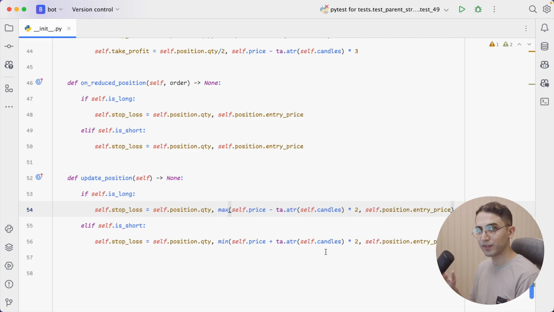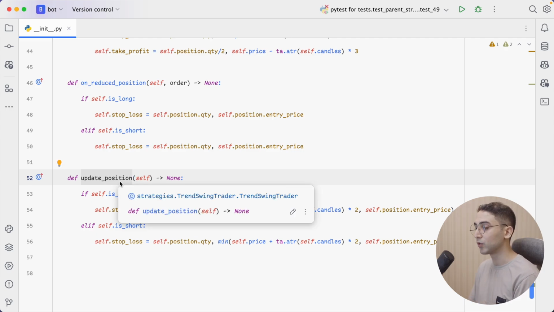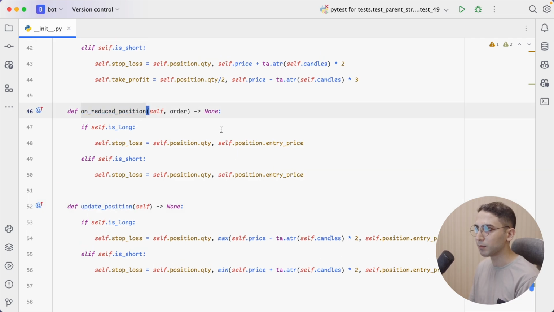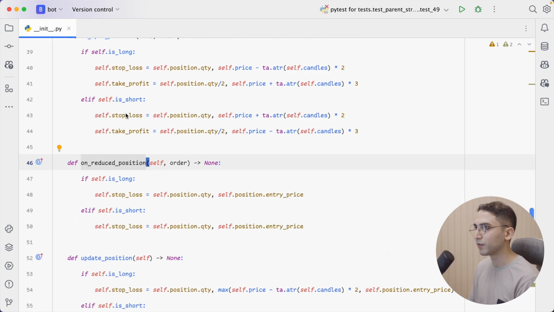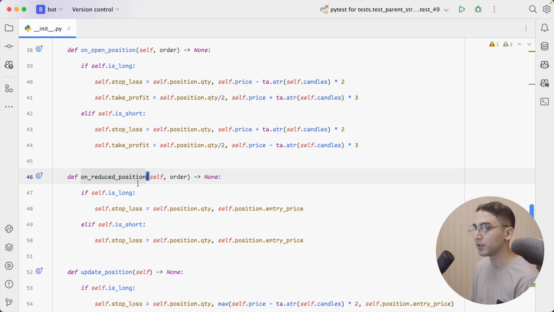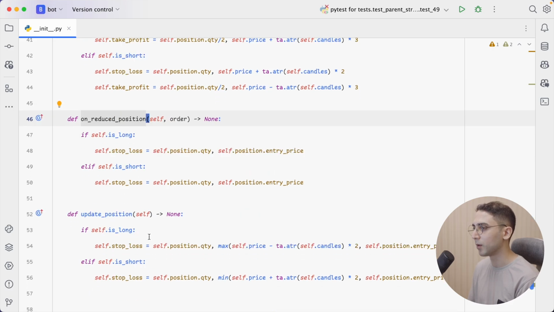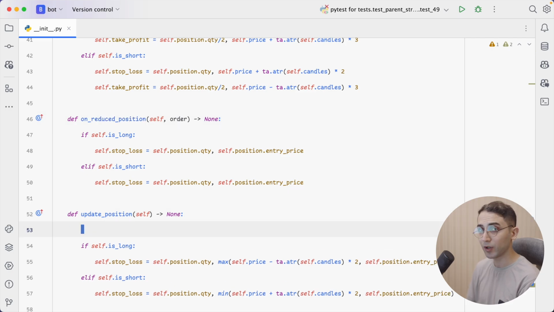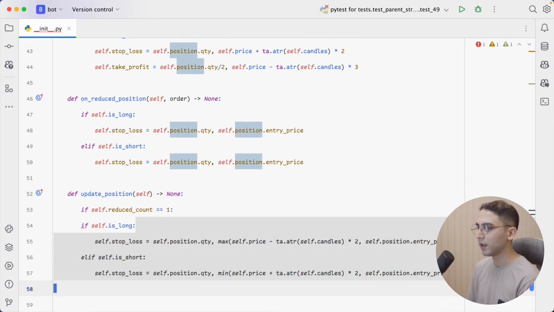All right, so we're almost finished, but there's one more thing we need to do. If I run this strategy right now, this update position method is going to get executed on every candle. And that means it will even get executed before this method is executed. And that's not cool, because first we need one of these orders to get executed, and then when the position is reduced, then we want to update our stop loss on every new candle after that. So here I'm going to add one condition. I will say if the reduced count equals 1, then I want to do this.